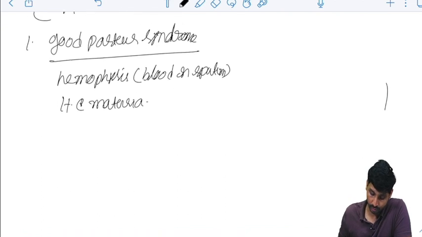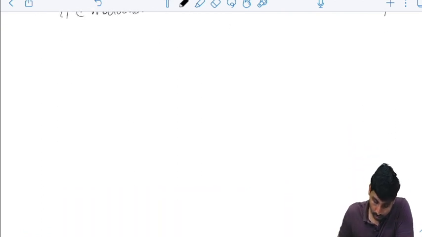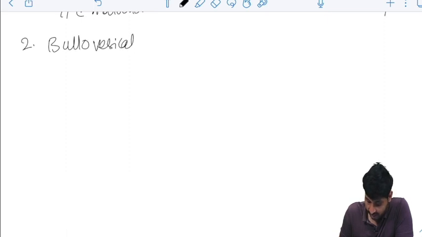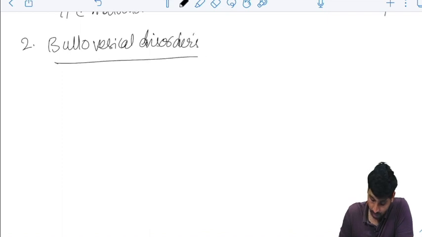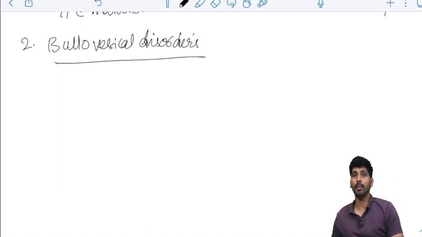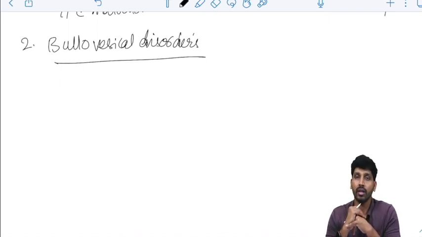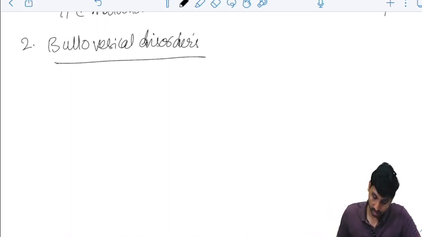So, these are the characteristic features of this. And the second one is bullovesical disorders. You have to learn about the structure of epidermis and dermis before, to understand these bullovesical disorders. So, first we will see the basic unit of the epidermis and dermis.